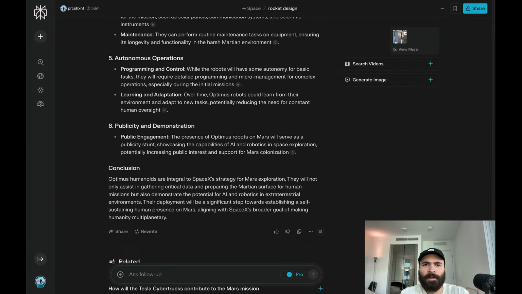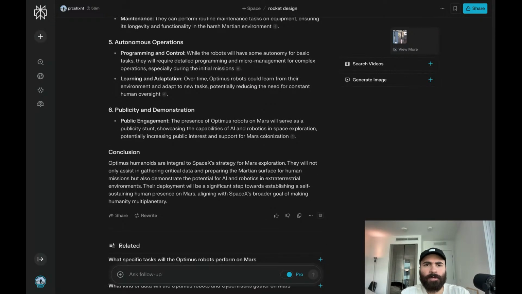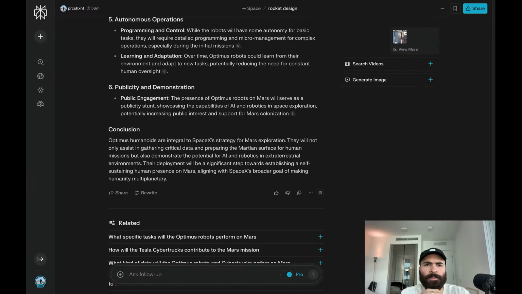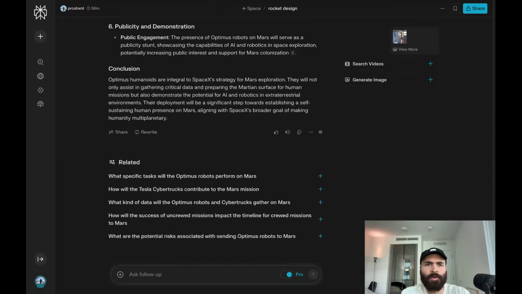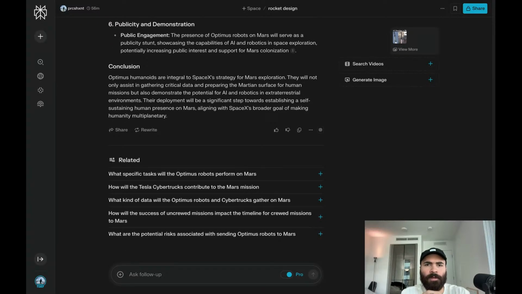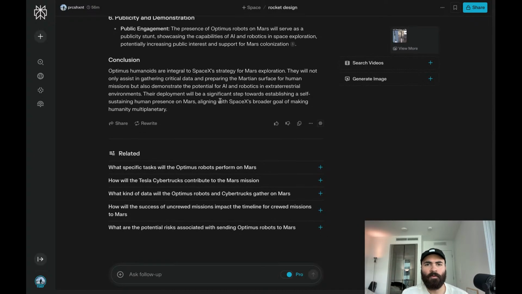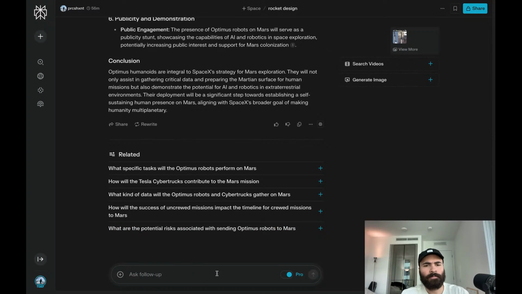We saw that. Equipment ensuring its longevity and functionality in the harsh Martian environment. Autonomy: while the robots will have some autonomy for basic tasks, they will require detailed programming and micromanagement for complex operations, especially during the initial missions. Over time, they could learn from their environment and adapt to new tasks, potentially reducing the need for constant human oversight. The presence of Optimus robots on Mars will serve as a publicity stunt, showcasing the capabilities of AI and robotics in space exploration, potentially increasing public interest and support for Mars colonization. Hmm.